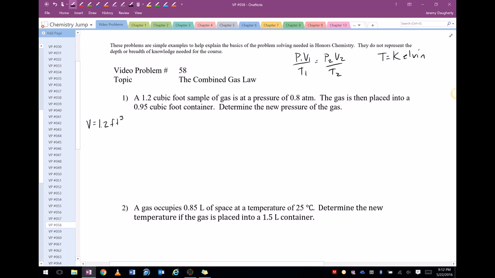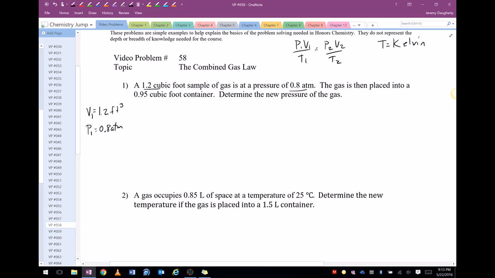Of a gas is at a pressure of 0.8 atmospheres. Check it out, this volume and this pressure occur at the same time. So I'm going to call them both 1. I could call them A, I could call them elephant, I could call them anything, but I'm going to give it the symbol of 1 to show that they occur at the same time. The gas is then placed into a 0.95 cubic foot container, so the new volume is 0.95 cubic foot.